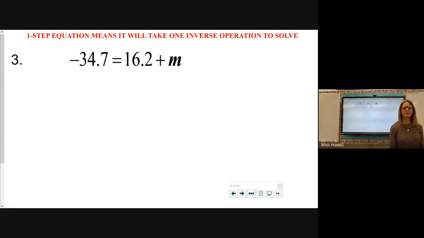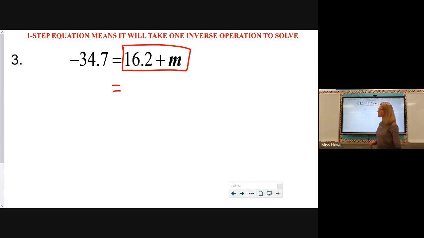All right, number 3. We have negative 34.7 equals 16.2 plus m. For whatever reason, when we flip the problem, and now our m is over here, it's behind the equal sign. It's going to stay behind the equal sign. We tend to mess up our order when we go to do our inverse operation, so you need to be careful. So I'm going to start over here on the side that has m, because it's the side that tells me what I need to end up doing on both sides.